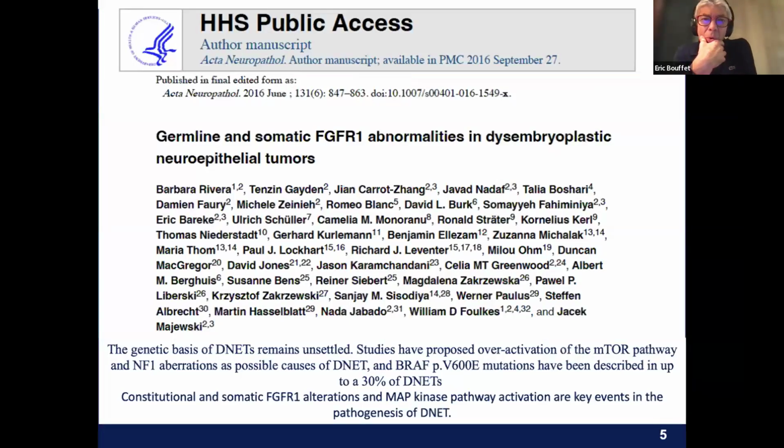So what about FGFR? So this tumor, I think, had an alteration of FGFR, right? FGFR has been described in DNET, and this is a paper from the team in Montreal that described around 100 patients with DNET. In fact, only 43 were confirmed, and 23 had an activation through FGFR. So FGFR is a big molecular alteration in DNET.